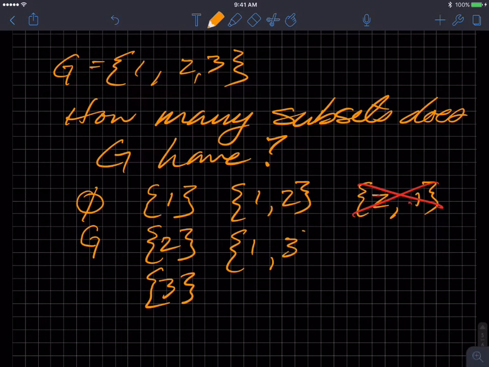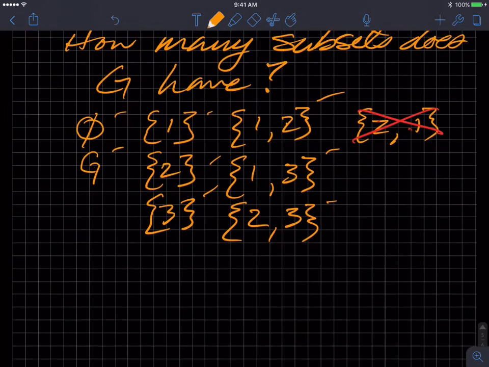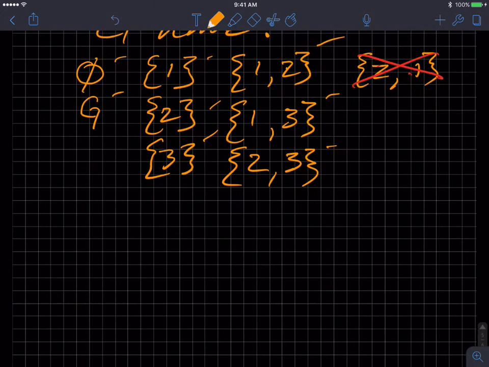I can also have 1, 3. And then if I go 2, 1, that's that guy again. 2, 3, that's new. And then I have the one set that we talked about. So how many are there? 1, 2, 3, 4, 5, 6, 7, 8. So you could do that every time, but what if I told you this?